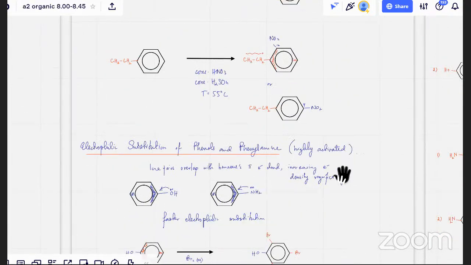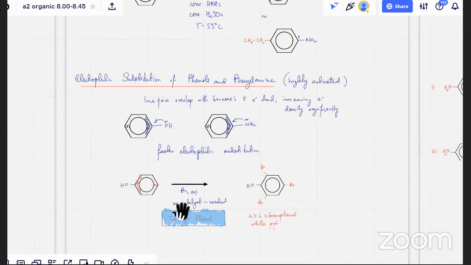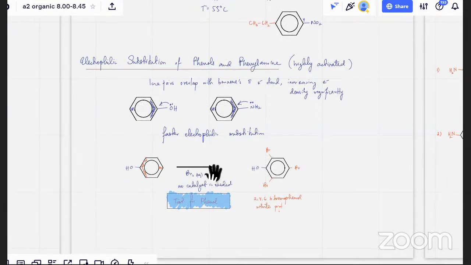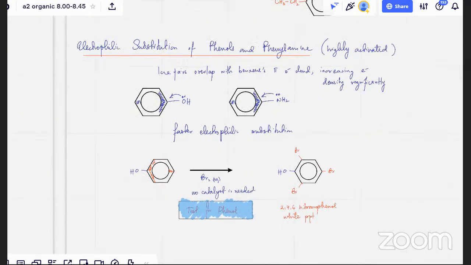But in the case of phenol and phenylamine, the electron density is really high. So the bromine gets attracted to all 3 positions, and you don't need a catalyst. Just Br2 aqueous would be enough. Is this clear? Yes, sir. So remember this, Br2 aqueous.